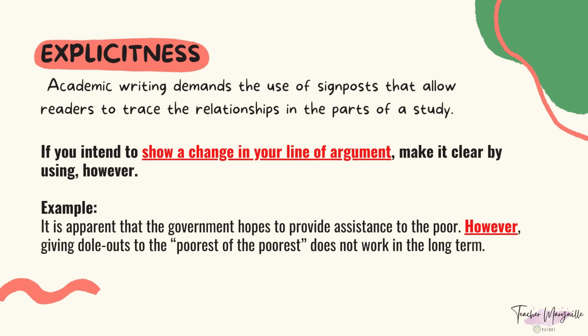If you write an essay and intend to show a change in your line of argument, make it clear by using the transitional word "however." Here is an example of using however. "It is apparent that the government hopes to provide assistance to the poor. However, giving doleouts to the poorest of the poor does not work in the long term." So you show a change in your line of argument using however.